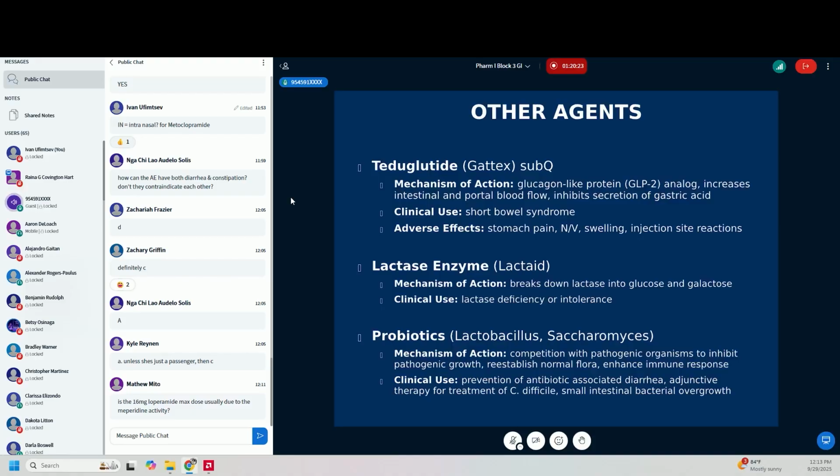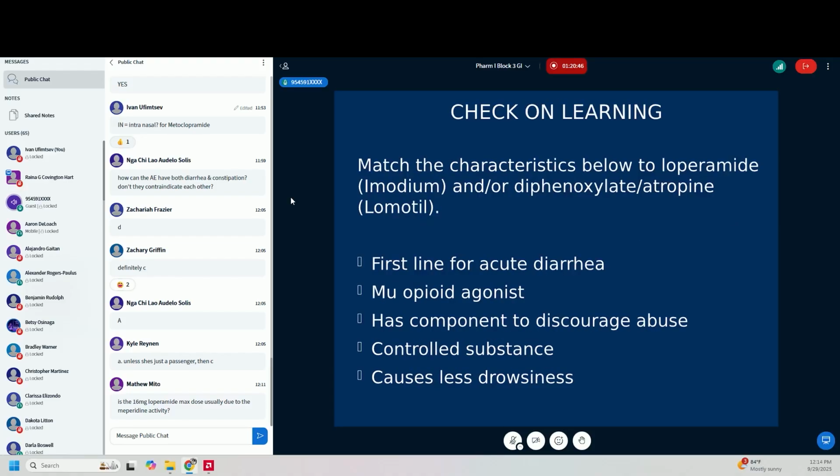You can take probiotics every day. They are available over the counter. We're thinking that it can help increase the immune response, but again, because it's over the counter, it's kind of hit or miss. Looking at our clinical use: preventing antibiotic-associated diarrhea, and for some of your patients who have C. diff, we will put them back on this medication.